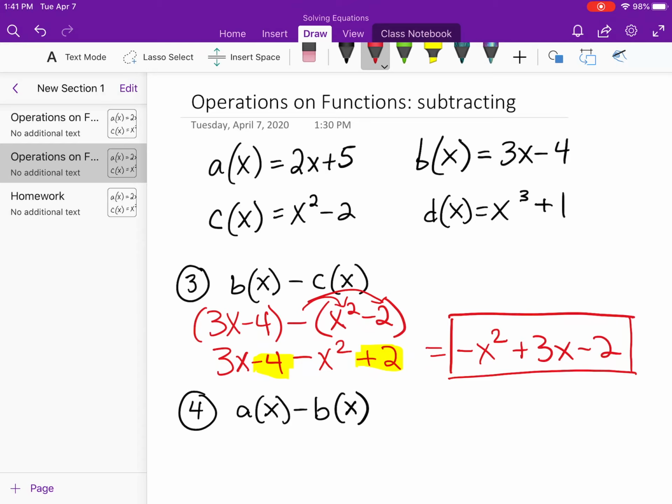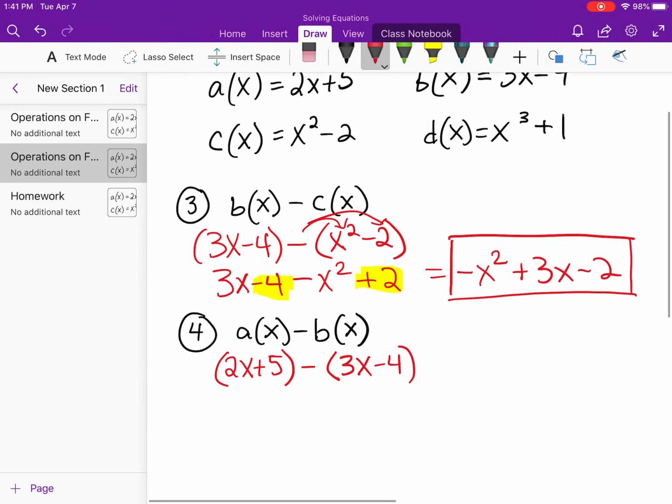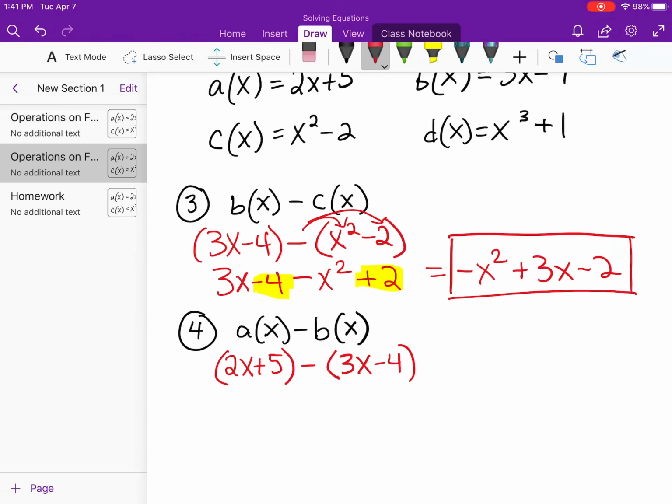Number 4, a of x minus b of x. Again, just look at the top. a of x is 2x plus 5, so I'll put 2x plus 5 in parentheses, minus b of x, so that would be minus 3x minus 4. What I'm going to do next is distribute this negative sign. So that makes this 2x plus 5, and then minus 3x plus 4, because negative 4 would become positive 4. Then I can combine my like terms.